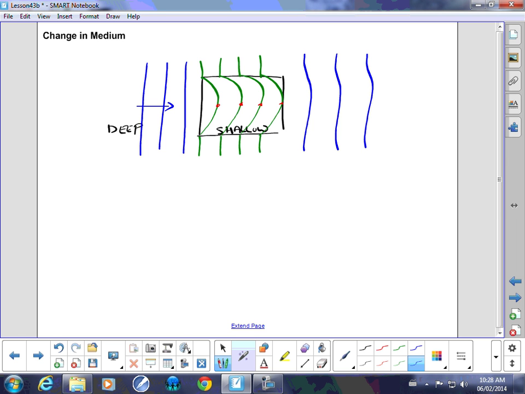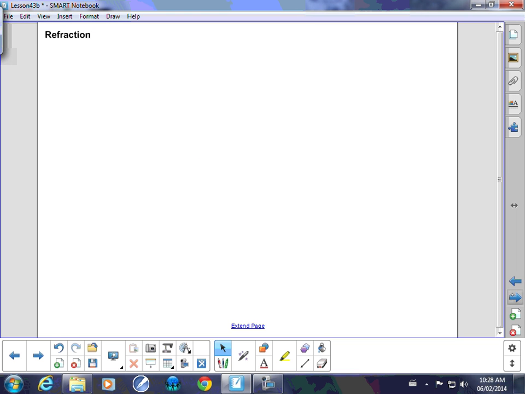Okay, so it's a change in medium. And it'd be the opposite if we went from shallow to deep. All right, so keep that in mind when we start talking about certain concepts in light. And one of the major ones is what we call refraction.